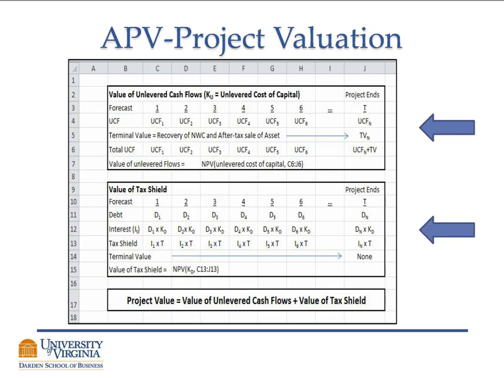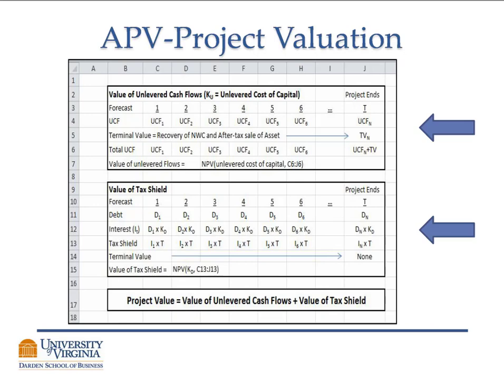Next, we estimate the value of the tax shield. Note, to do this, we need the interest payments, which means we need to forecast the debt levels at each point in time. We can do this when we're dealing with project-specific financing. This would be the case with a real estate project where there is a mortgage specifically tied to the project. It would also be the case with an infrastructure project where there could be project-specific financing. In these cases, the project life could be quite long.